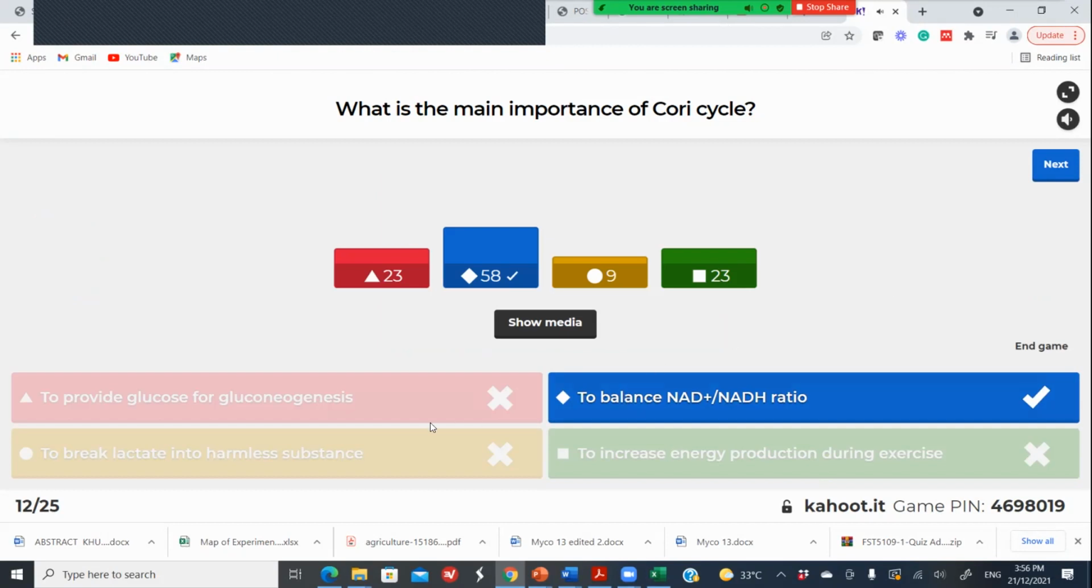Okay, actually the red and the yellow one are kind of correct as well, but the main importance is to balance the NAD+ and NADH ratio, because this NADH cannot enter the electron transport chain, so it must be converted through some other means. In this context, it must be converted to lactic acid, so it can convert NADH back to NAD+.